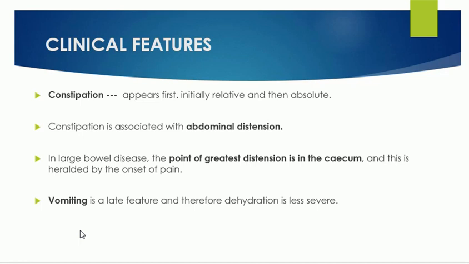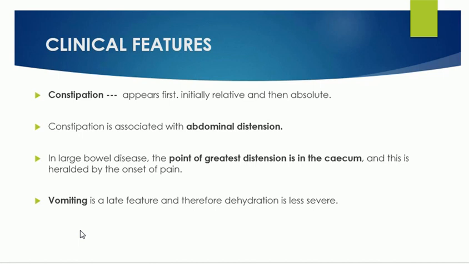And why does pain develop when there is a marked distension in the cecum? Because this is the point where maximum intracolonic pressure develops due to the blind end of the large gut. And that's why ischemia can occur here, leading to perforation. So this basically heralds the onset of pain. Ischemia leading to peritonism, and ultimately peritonitis can develop.